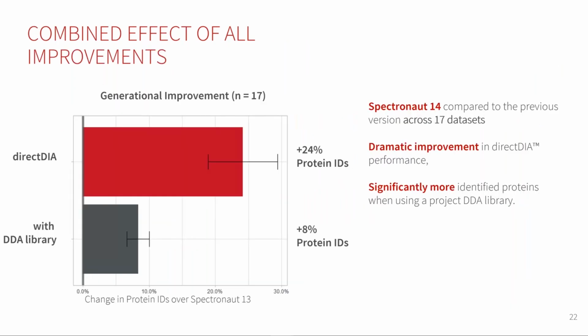These and other improvements have helped us to achieve a remarkable increase in proteome coverage. And as you can see here, we get almost 25% more identifications out of the DirectDIA workflow compared to the previous version 13 of Spectronaut. And we also see an 8% improvement in identifications from workflows using a DDA library.